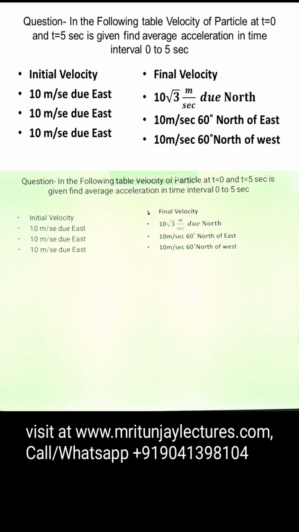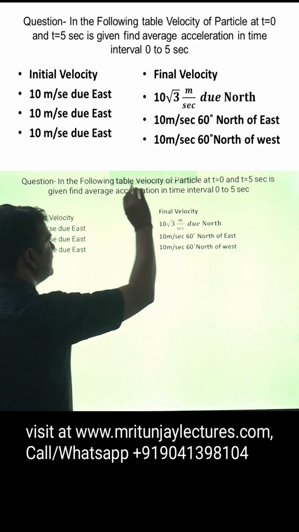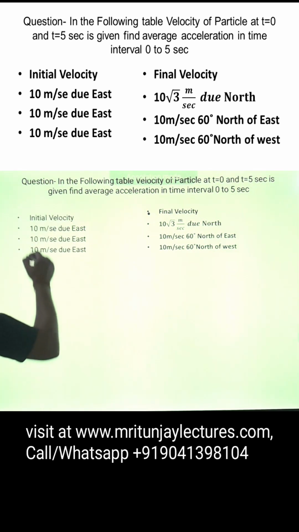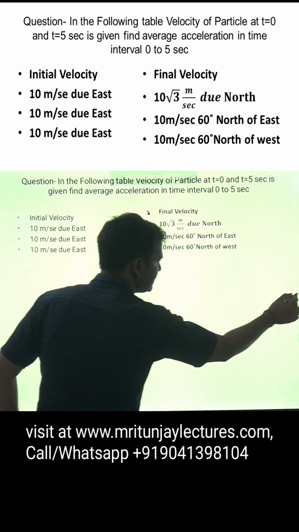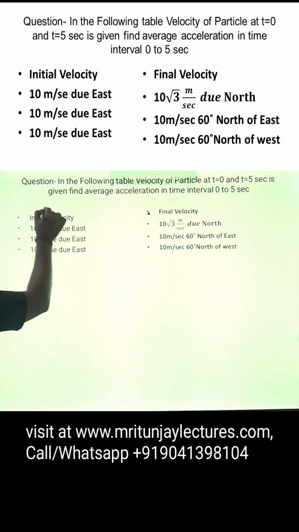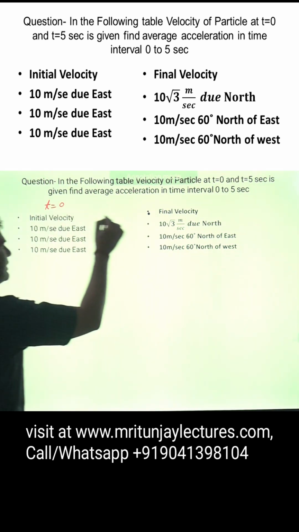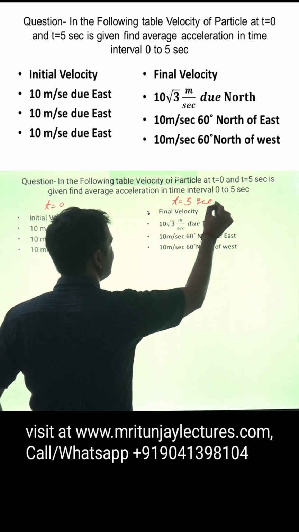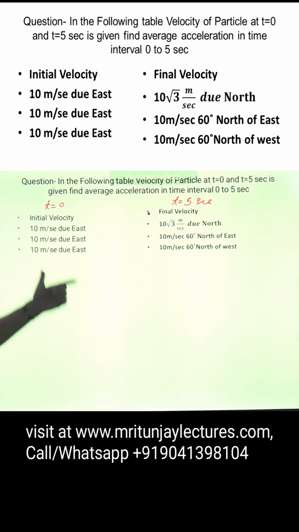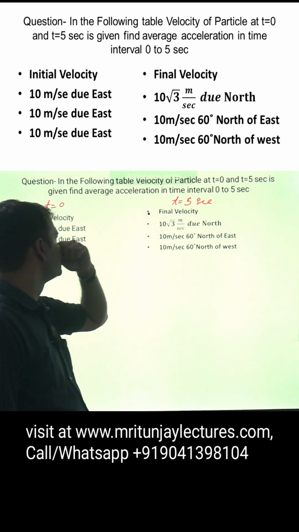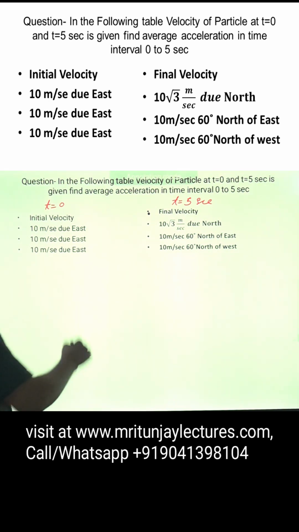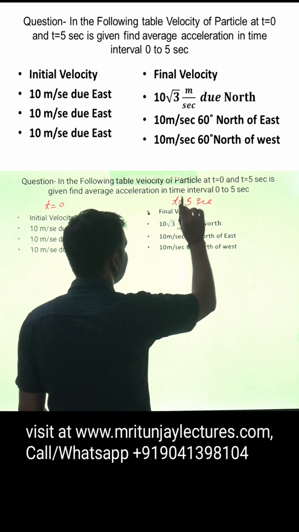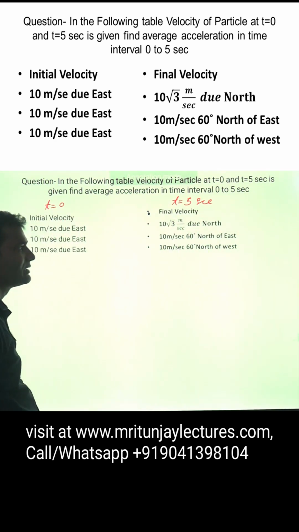Now the corresponding question. In the following table, the velocity of a particle at t equal to 0 and t equal to 5 seconds is given. At t equal to 0, that is the initial velocity, and at t equal to 5 seconds, that is the final velocity. Clear or not? This is the initial velocity and that is the final velocity. Our motto: determine the average acceleration in the time interval 0 to 5 seconds.